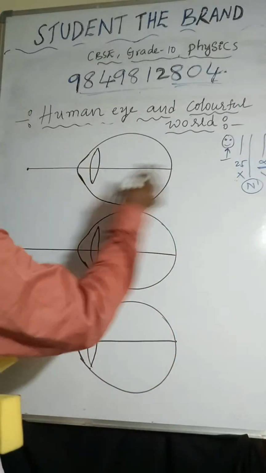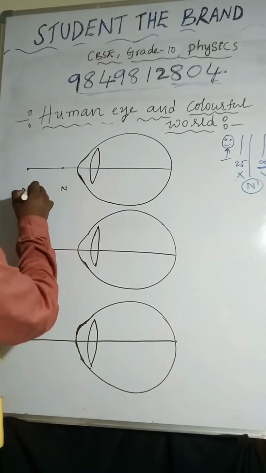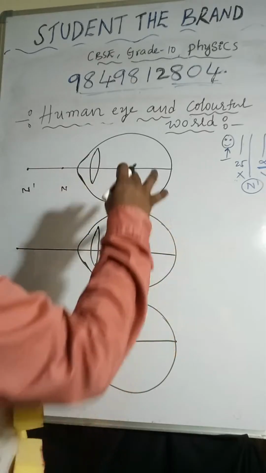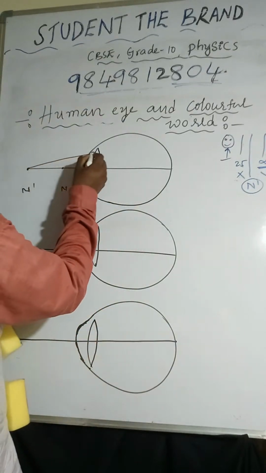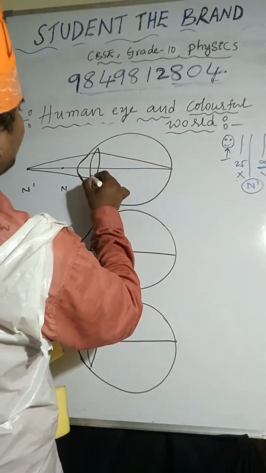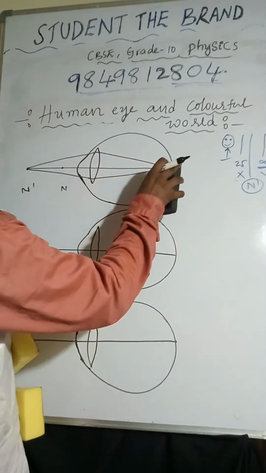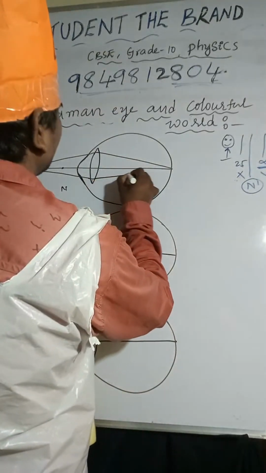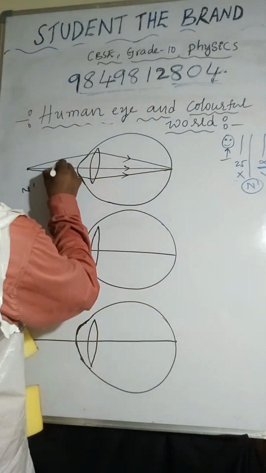So as I said, 25 centimeter. This is N, this is N dash. This is the near point of the hypermetropic eye. So now I am taking here. Those light rays will meet at infinity. You can observe here, not infinity, at the retina. These light rays will meet at the retina.